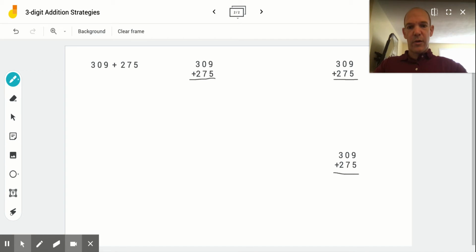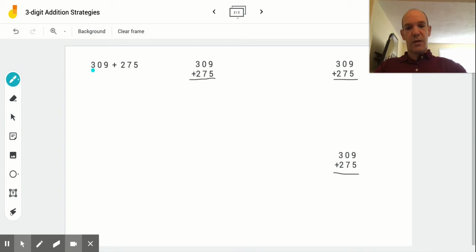Hey there, everybody. What I wanted to do today was talk about a few strategies to use when solving three-digit addition problems. So I have the same problem written 4 times, and I'm going to go through and show you a few strategies. So looking at the first one, we have 309 plus 275.